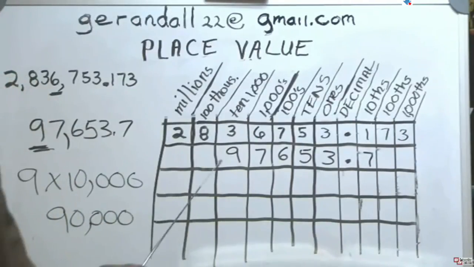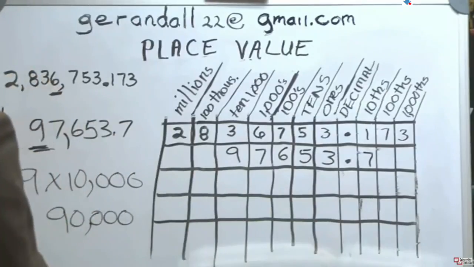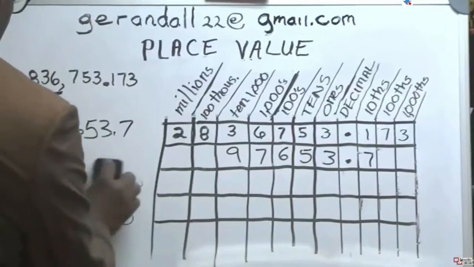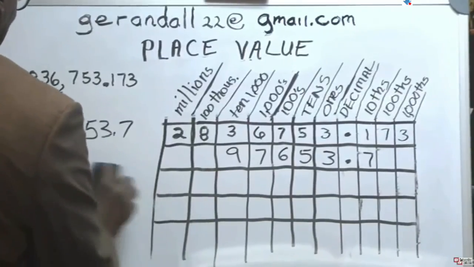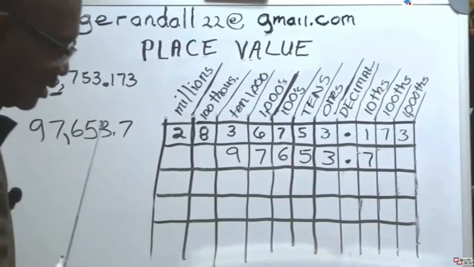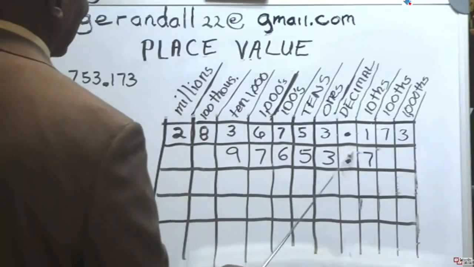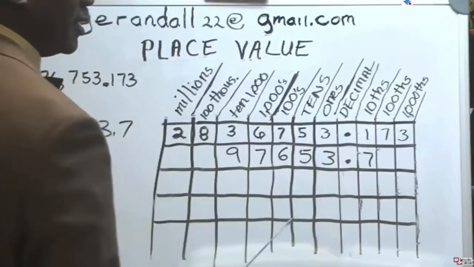Place values. Very important. There's a particular way that you need to say this number. We don't want you to say 97,653 and 7 because "and" infers decimal. Okay?